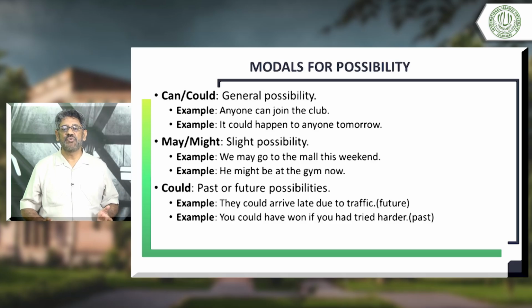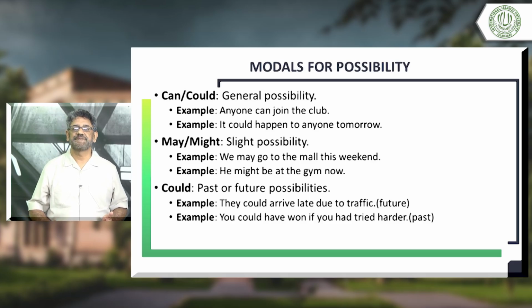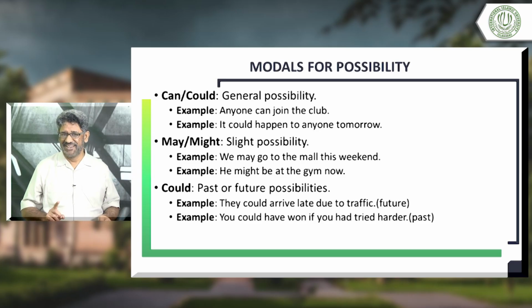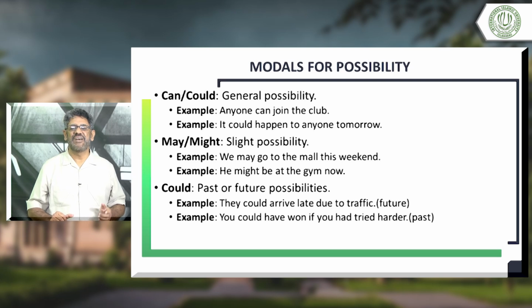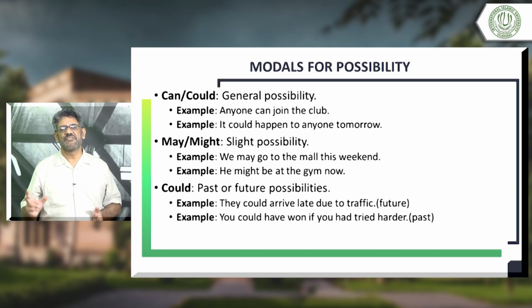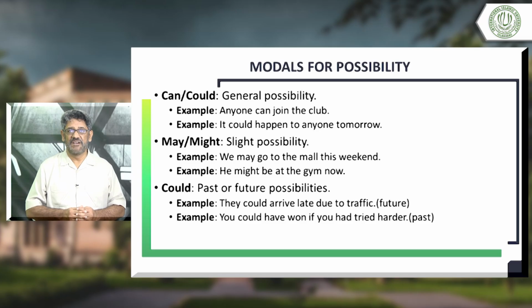Example, you could have won if you had tried. Remember the third conditional? You could have won if you had tried. We are talking about a past situation which did not happen. Past possibility. We are talking about past possibility here. You could have won if you had tried. This means he did not try and he did not win. We studied this concept in modals, if you remember, in conditional sentences, right?